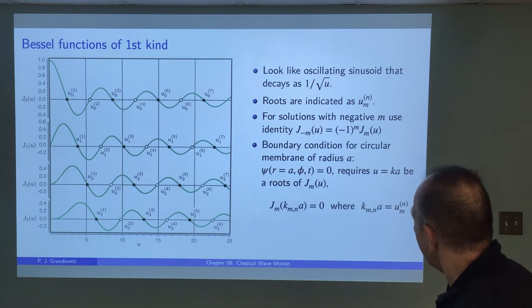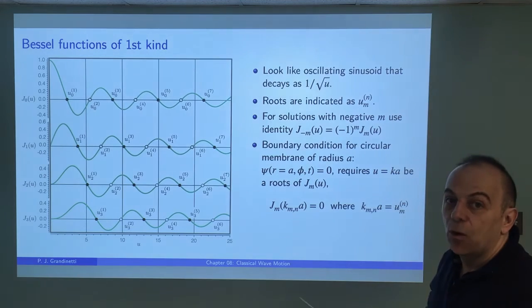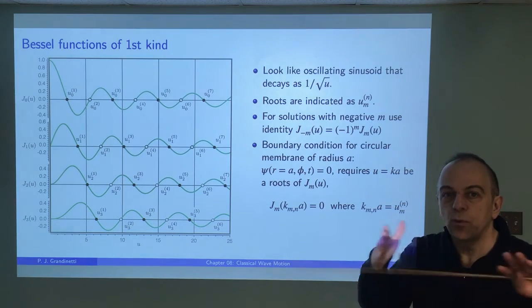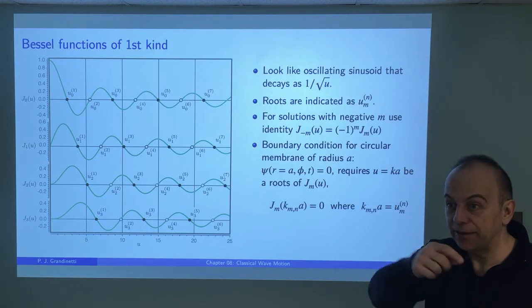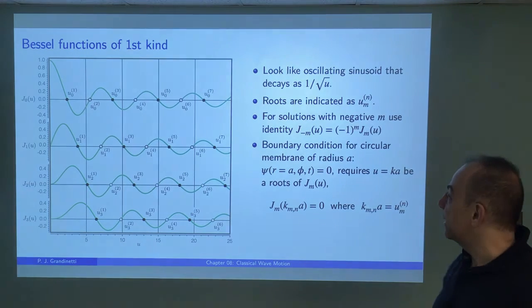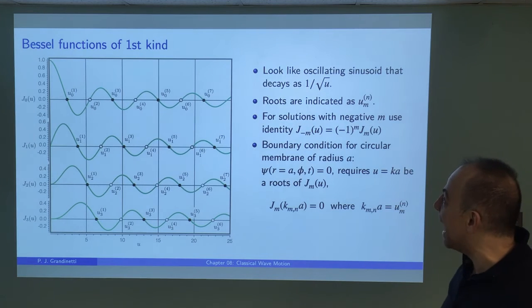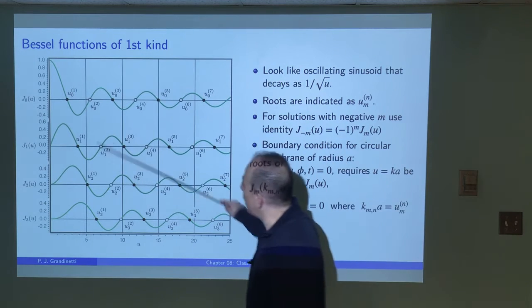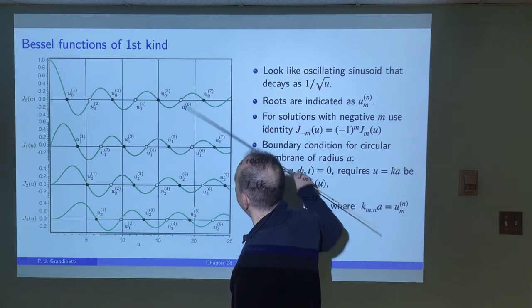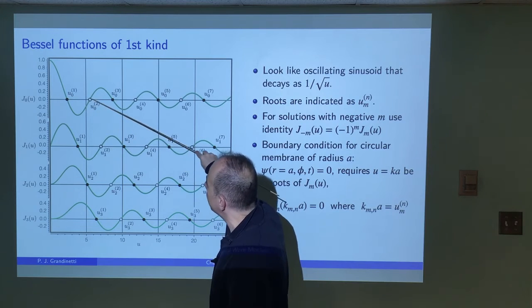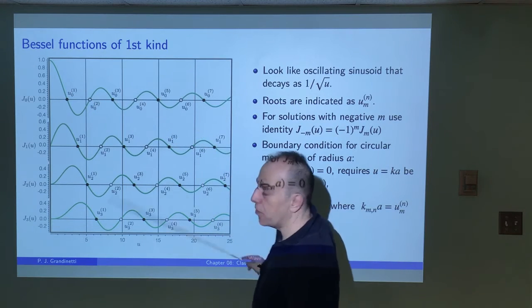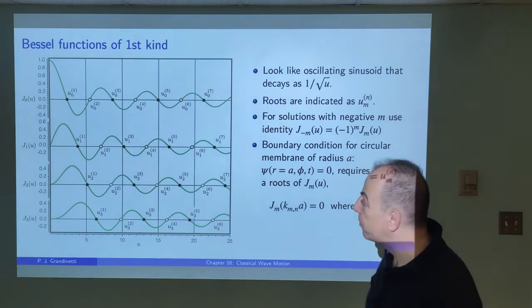All right, now here's the key point. In our drum, we know that the wave function has to go to 0 at the rim, at the endpoint, when r is equal to a. For that to happen, the end of the drum can't be anywhere on these Bessel functions. It has to be at one of these roots. So the end of the drum could appear here, here, here, here, and so on, depending on which normal mode we're looking at.